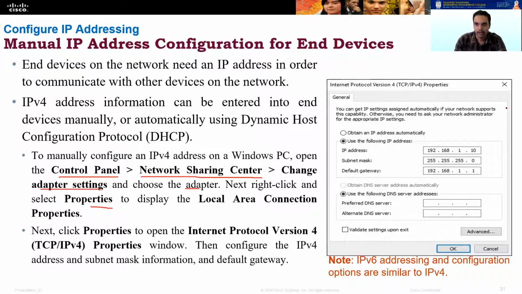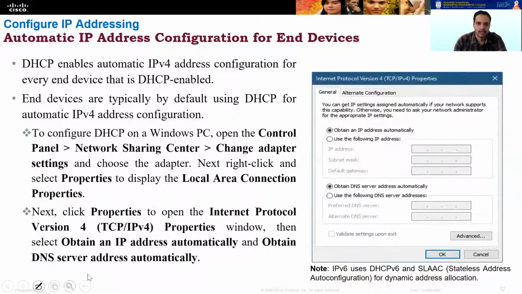I'll show that also. If you see, just type in the IP address, just type in the subnet mask, just give in the default gateway, that is sufficient for you. Similarly, in the same manner, you do it for IPv6 also. Rather than clicking the IPv4, you go for IPv6.